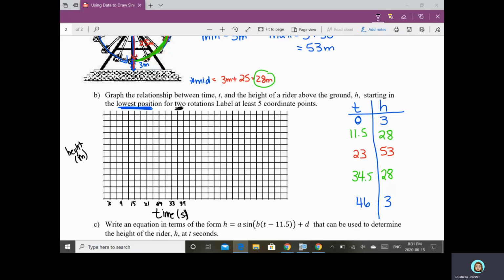39, 42, 45, 48, and then 51, 54, 57. Just keep going, counting up by 3s.